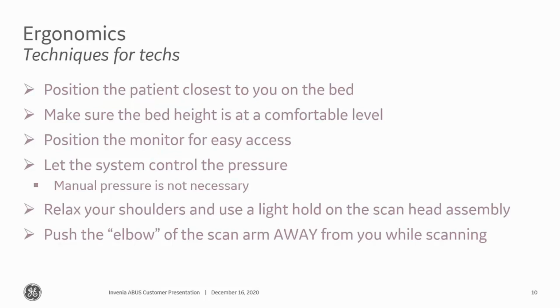Push the elbow of the scan arm away from you while scanning. That elbow is the joint on the scan arm that allows the scan arm to move back and forth. So just remember, if you let it extend too far, you are struggling to get the scan arm to do what you need it to do. So just reach up and push that elbow away from you. That, like I said, allows you to have more mobility with the scan arm, but it also keeps you from hitting your head for those tall technologists.